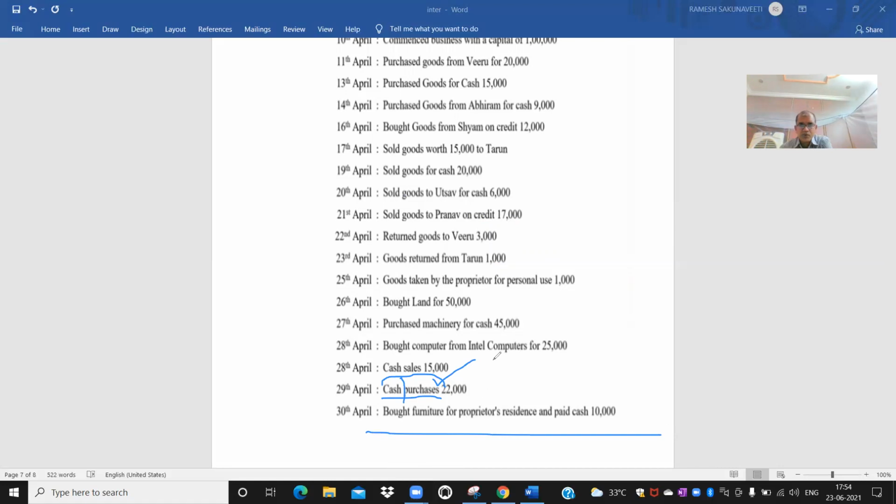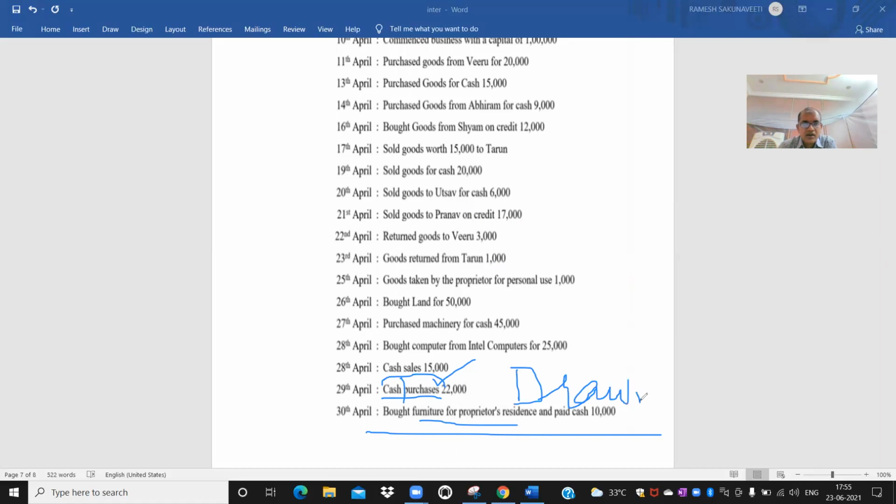Bought furniture for proprietor's residence and paid cash 10,000. What is the journal entry? Furniture account data to cash account. No. See, you purchased furniture not for your organization, but for whom have you purchased? You have purchased for your owner's benefit. To his house he has taken, to his residence he has taken. So anything from your organization, if he takes, you have to mention drawings.